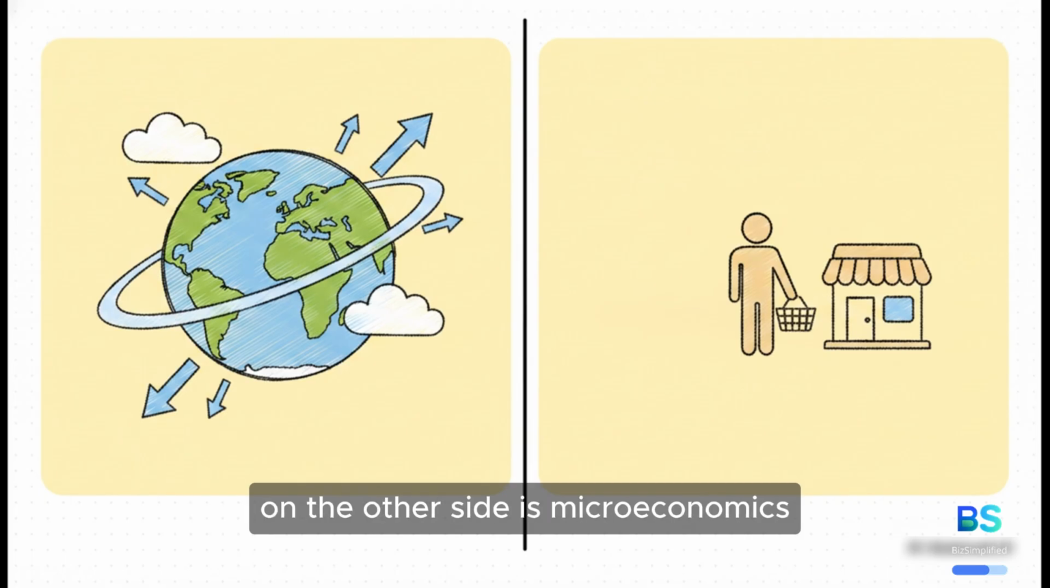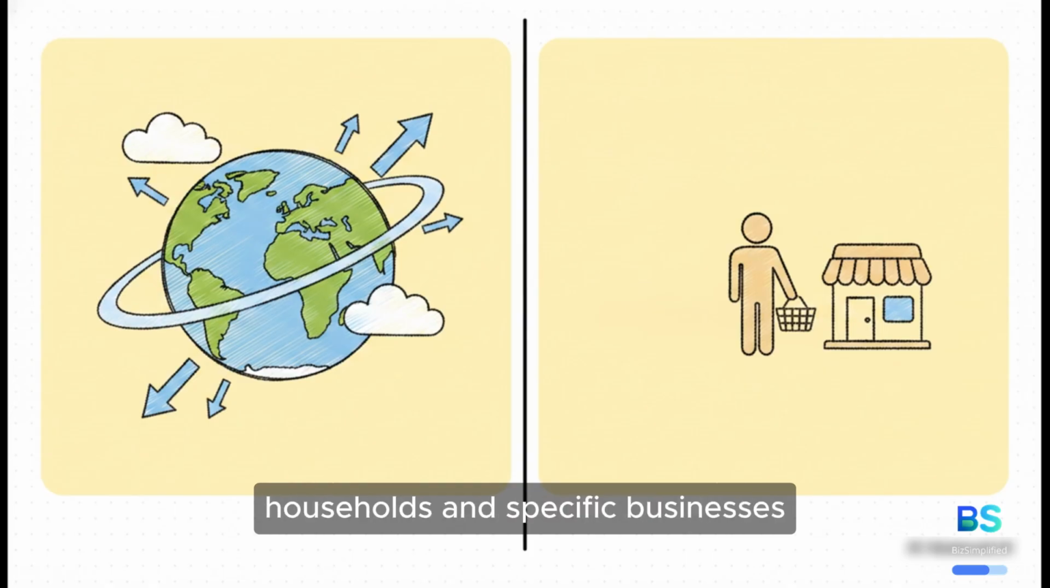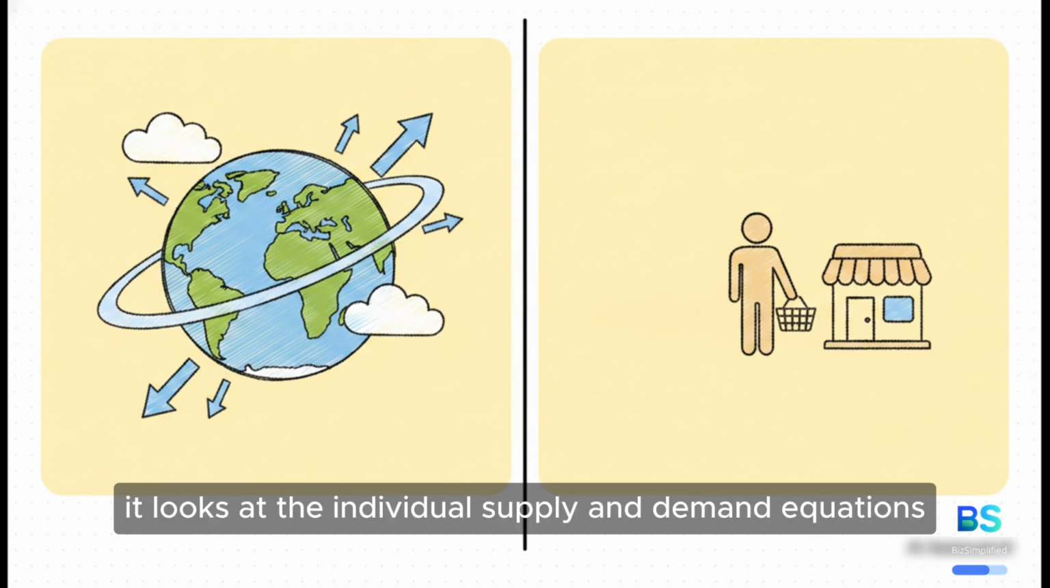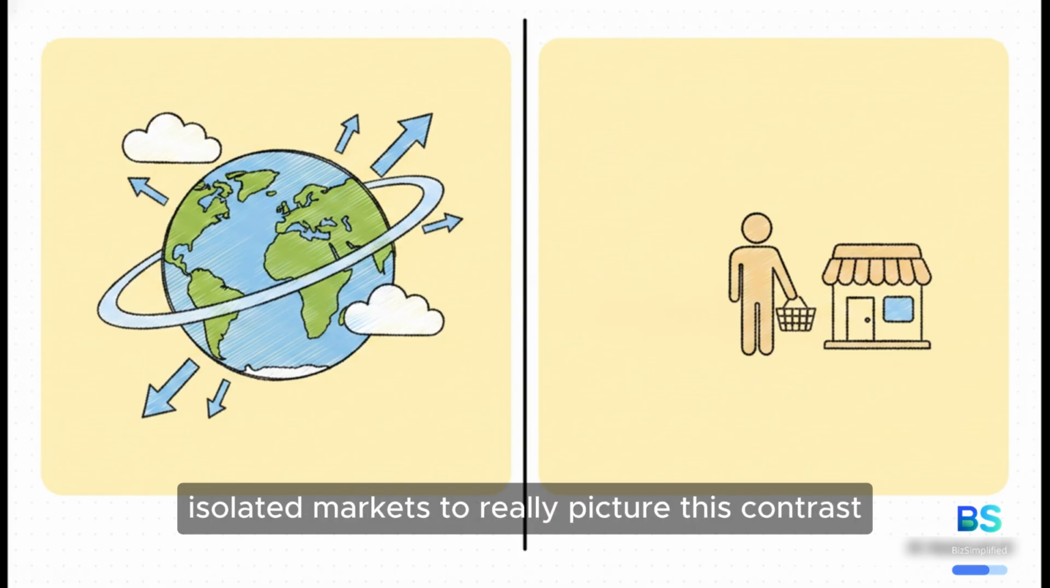On the other side is microeconomics. This branch zooms way in. It focuses on individual markets, households, and specific businesses. It looks at the individual supply and demand equations that determine prices and quantities in single, isolated markets.